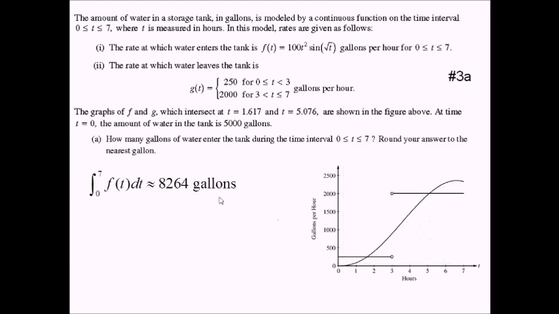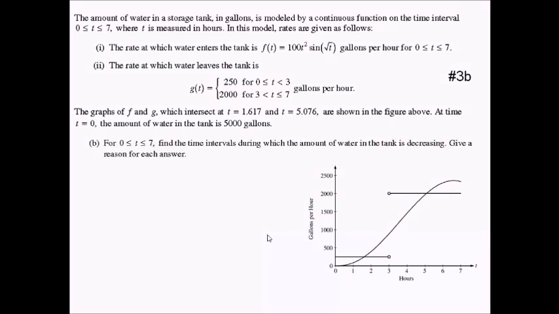So that's in gallons. For part B, we want to know, on the interval 0 to 7, the time intervals during which the amount of water in the tank is decreasing, and give a reason for each answer. Okay, so we have a rate of increase and a rate of decrease. Rate in, rate out. Our water level is decreasing when the rate out is higher than the rate in.